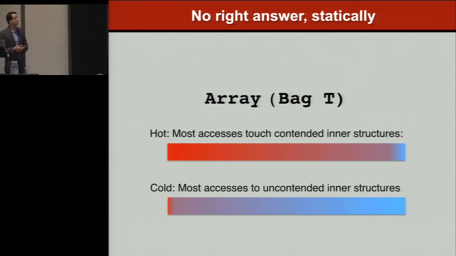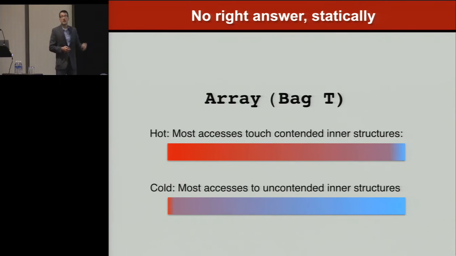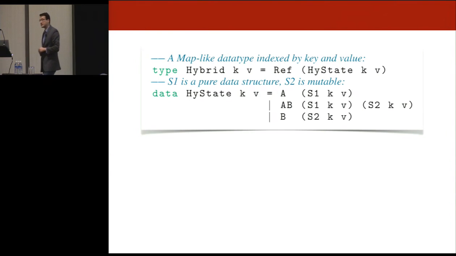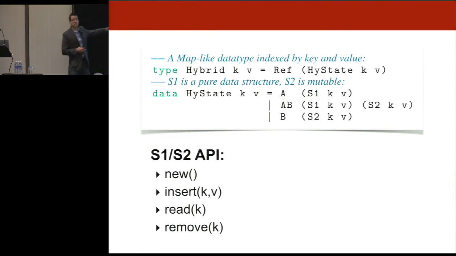Okay, so our solution to handle data structures like this is a very simple mashup of existing data structures. So if you have an S1 data structure, which is pure, and a data structure S2, which is already a concurrent lock-free data structure, both of them having a simple API for inserts, reads, and removes, then we propose simply combining them in the following way. We have a single mutable pointer at the top of the structure. Our hybrid has a reference to a hybrid state here, which is in exactly one of three states.